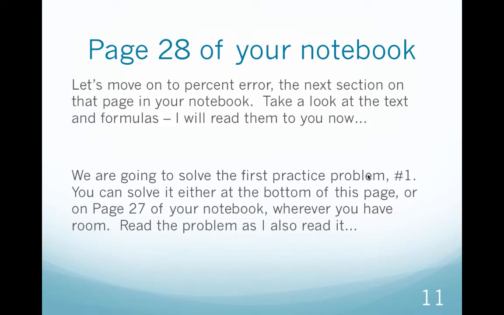All right, so we're going to solve the first practice problem there, number 1. You can either solve it at the bottom of this page or on page 27 of your notebook, wherever you have room. So read the problem as I also read it now. A researcher measures the mass of a sample to be 5.51 grams. The actual mass of the sample is known to be 5.80 grams. Calculate the error and percent error of the measurement.